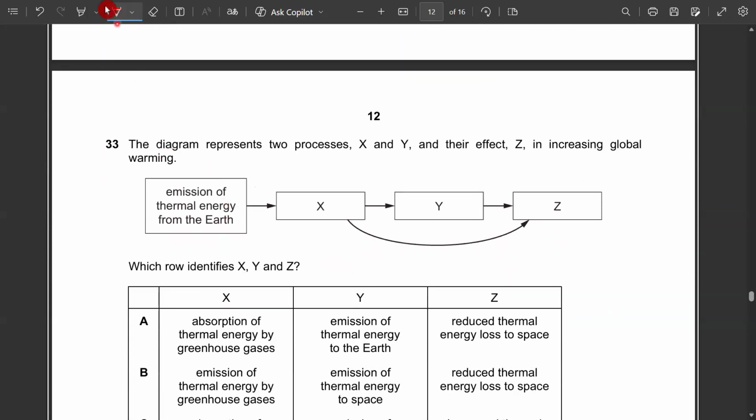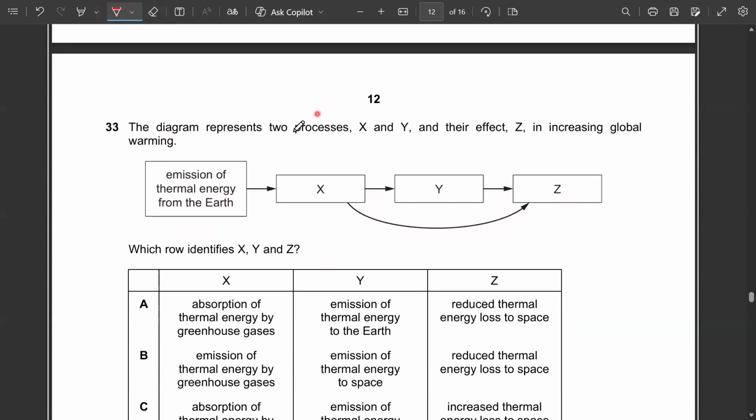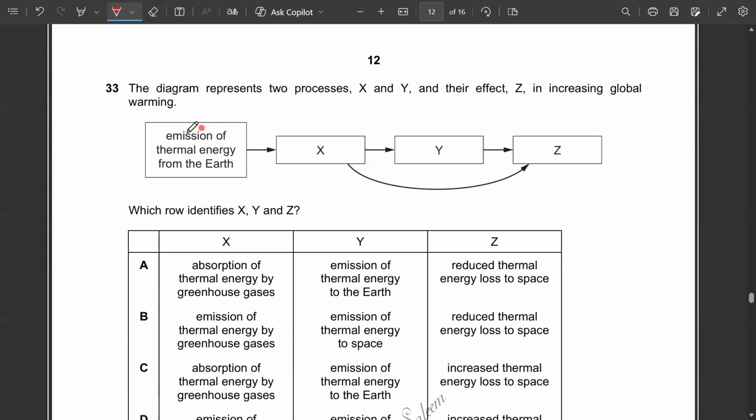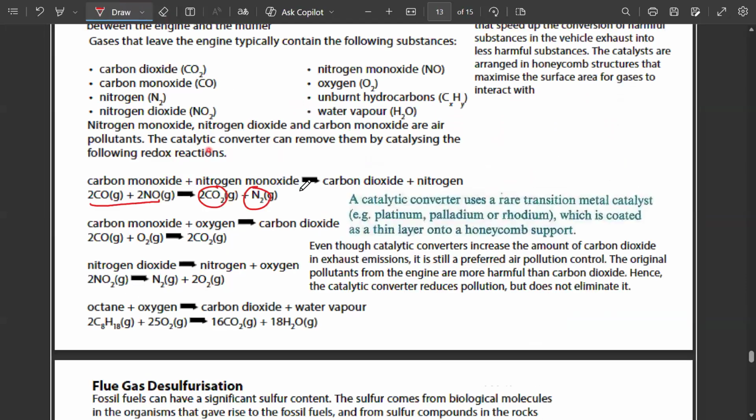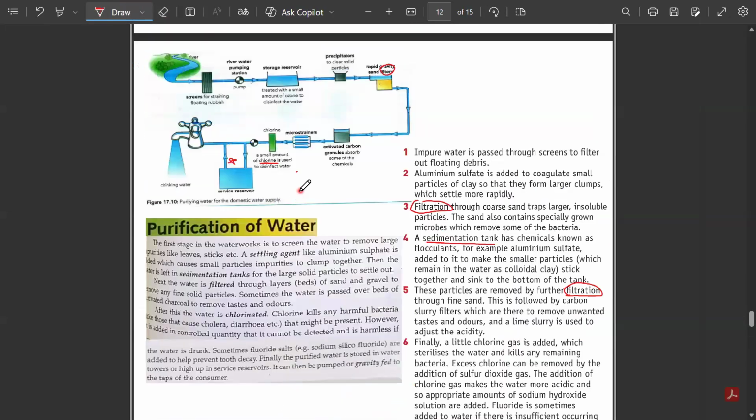33, the diagram represents two processes X and Y, and their effect Z in the increasing global warming. This is a flow sheet of the increasing global warming. Which row identifies X, Y, and Z? So the first block says emission of thermal energy from the earth. Now you must be able to revise from the diagram. This is a diagram of the global warming.